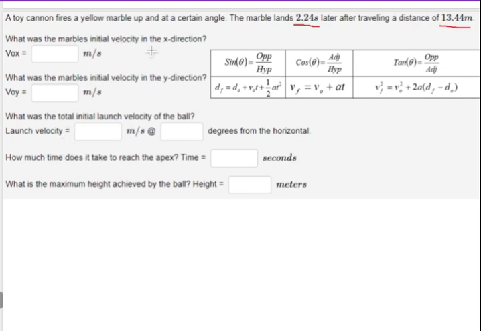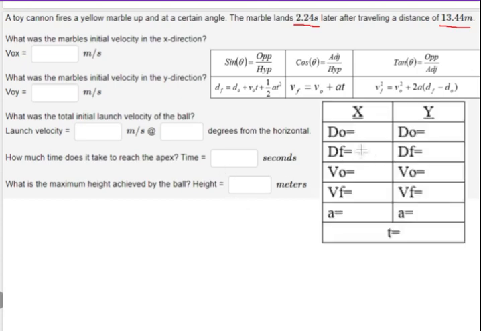What was the marble's initial velocity in the x direction? What was the marble's initial velocity in the y direction? What was the total initial launch velocity of the marble? How much time does it take to reach the apex? And then what is the maximum height reached? Okay, so there's a lot of information that we're talking about right here.